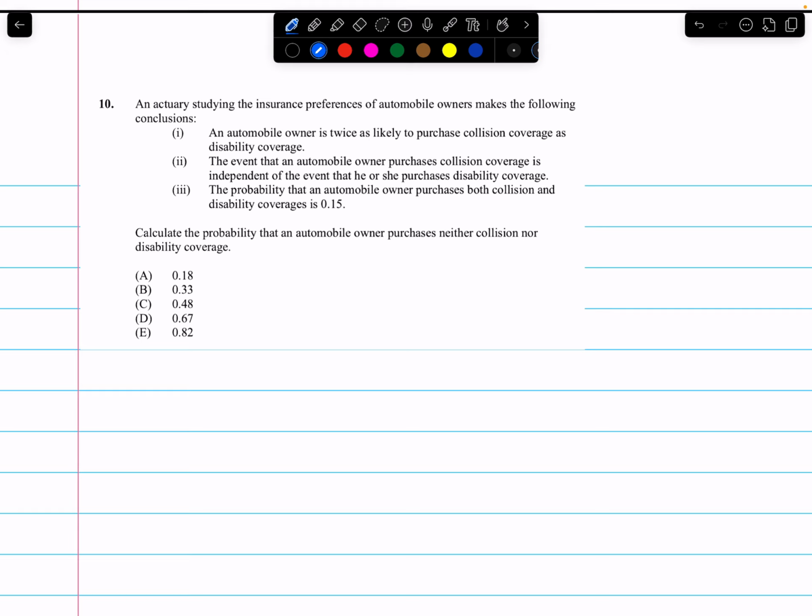An automobile owner is twice as likely to purchase collision coverage as disability. So let's write down what that is. The probability that you purchase collision coverage is twice as likely as that you would purchase disability coverage. So P of CC is equal to twice P of DC. So that's going to be DC here, and this is going to be CC.